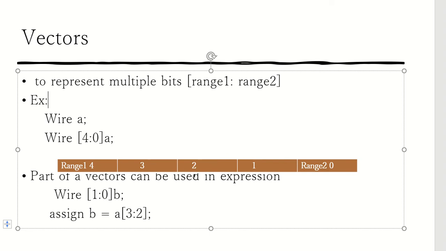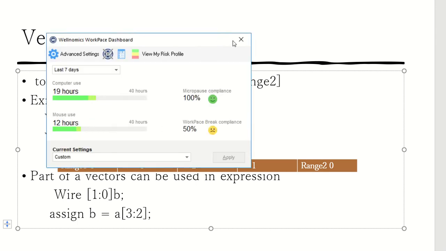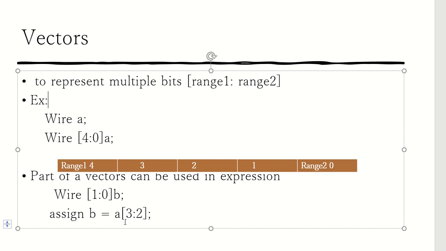And parts of these vectors can be used in any expression. For example, here we are declaring b as a wire which is of 2-bit width. We are assigning b equal to a[3:2]. So these 2 bits can be assigned to b. So the part of the vector can be assigned to other variables.